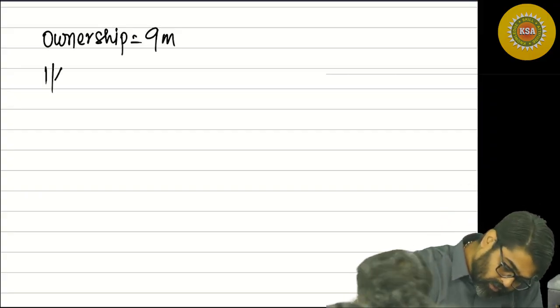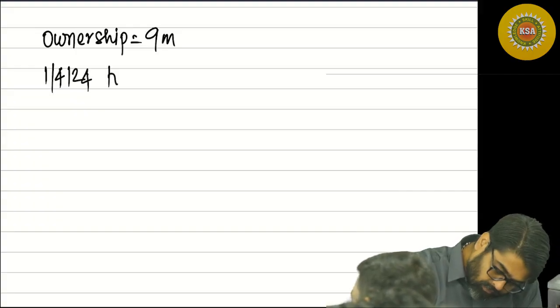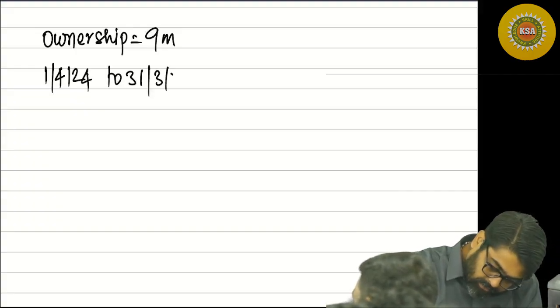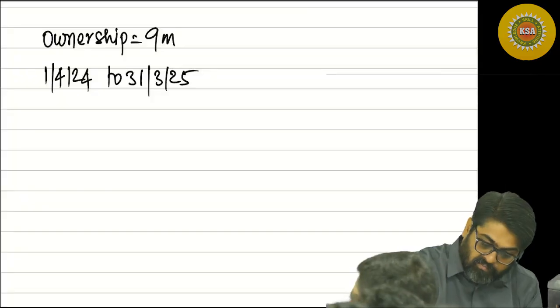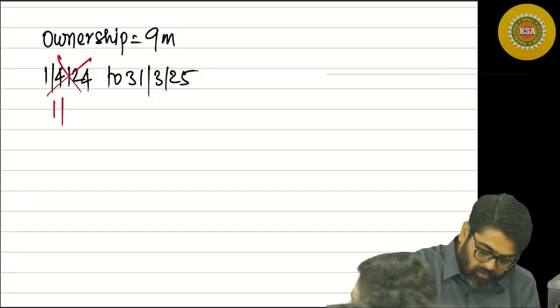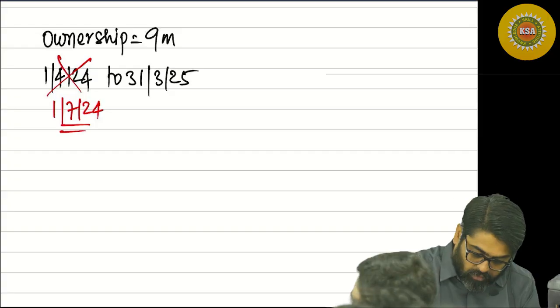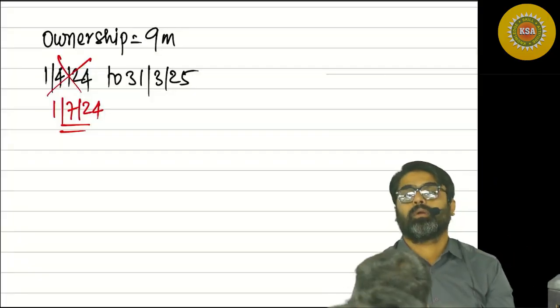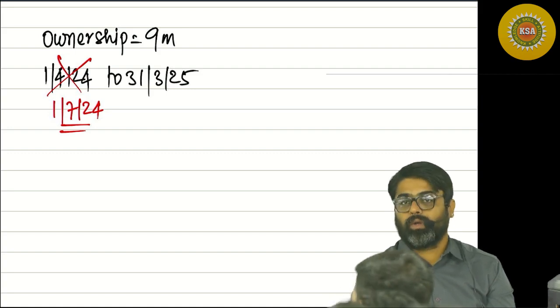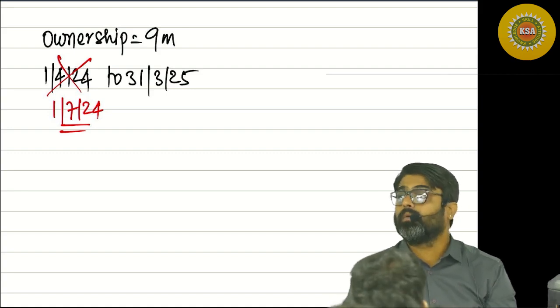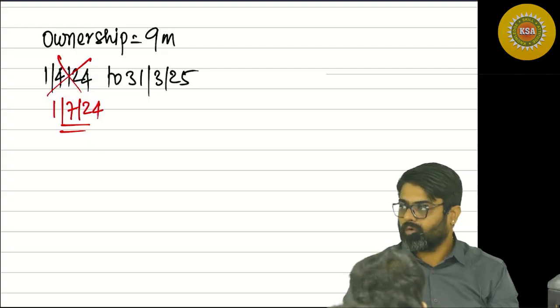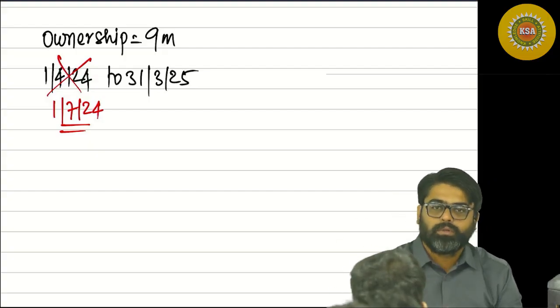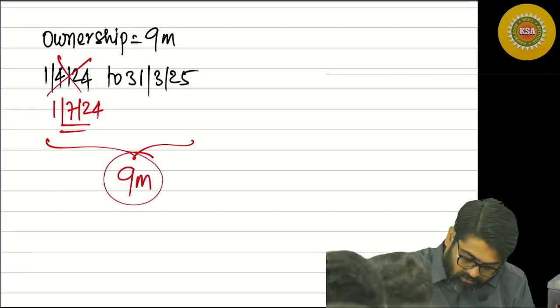Because from 1st April 2024 to 31st March 2025, you are the owner of the property from 1st July 2024. This is the first year in which you have acquired the property, and you became the owner on 1st July. So from 1st July only your ownership will start. So can I say the ownership is only for 9 months? 9 months ownership, yes or no?